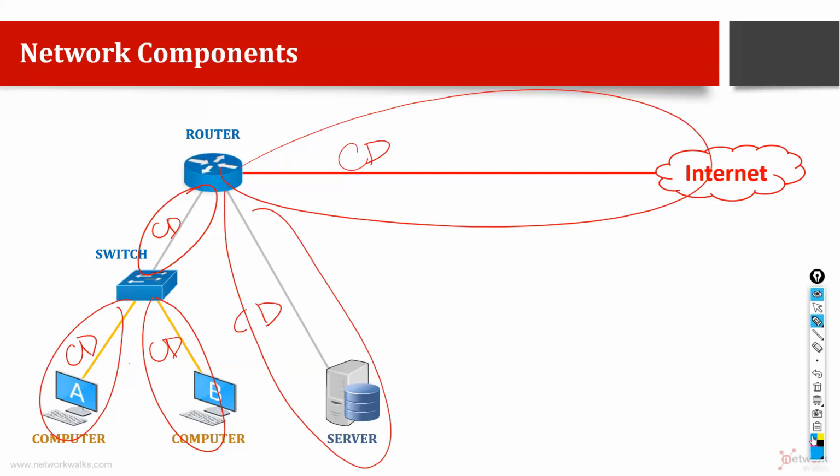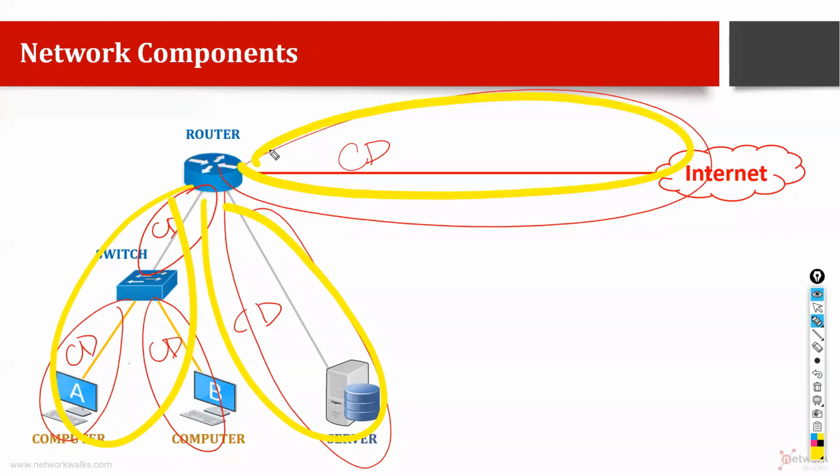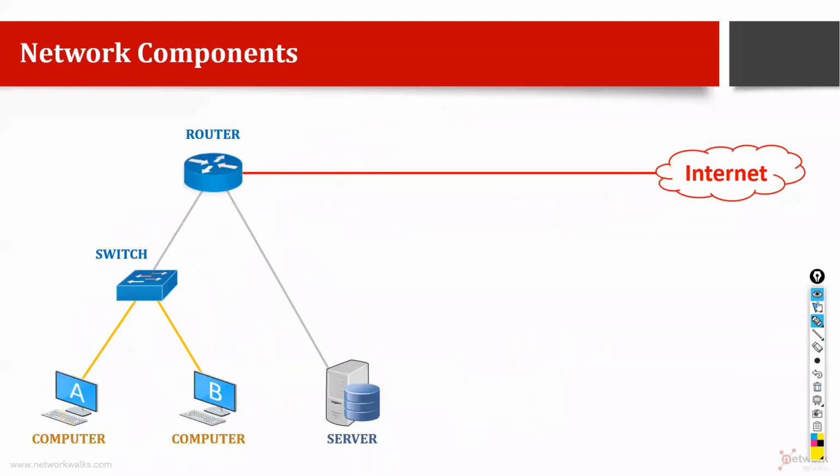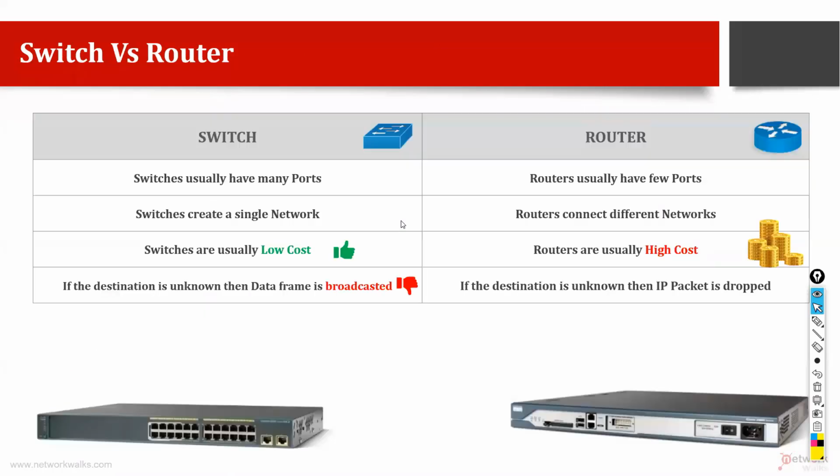And how many broadcast domains? Let me give it a different color. How many broadcast domains? 1, 2, and 3. So 3 broadcast domains and 1, 2, 3, 4, and 5 collision domains. Clear, guys? I hope it's clear to you guys after doing all of this exercise.